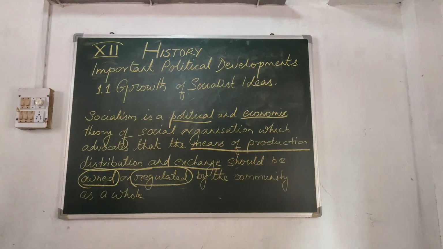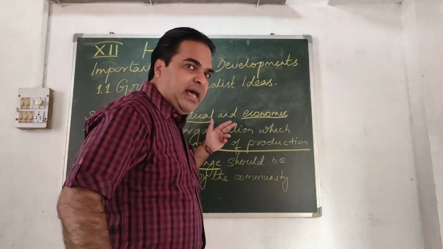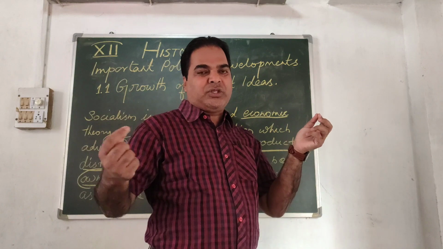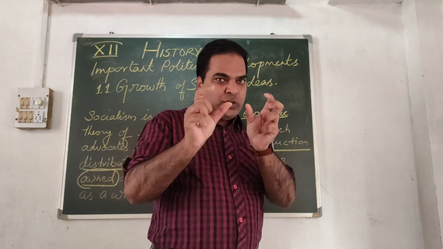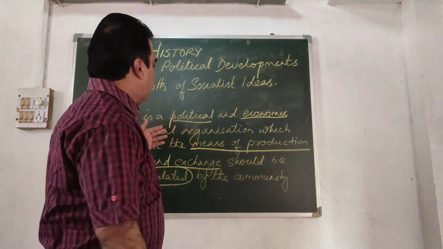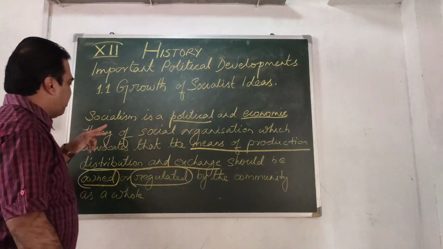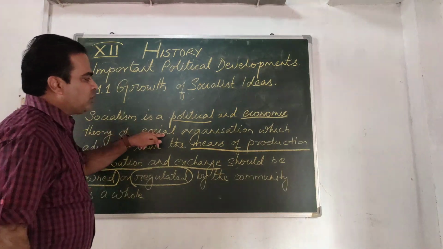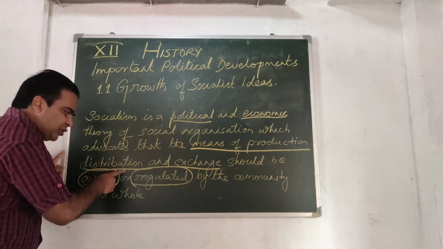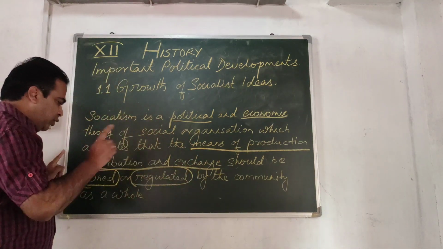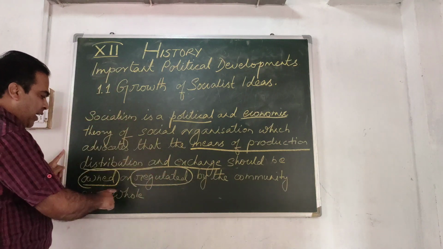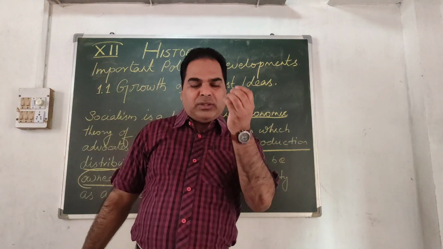In order to avoid the capitalist system, even India has adopted a socialist system. In the preamble it is mentioned, we the people of India, resolved to constitute India into a sovereign socialist republic. The word socialist is included there for this socialism. So socialism is a political and economic theory of social organization which advocates that the means of production, distribution and exchange should be owned, controlled or regulated by the community as a whole. So this is all about socialism.